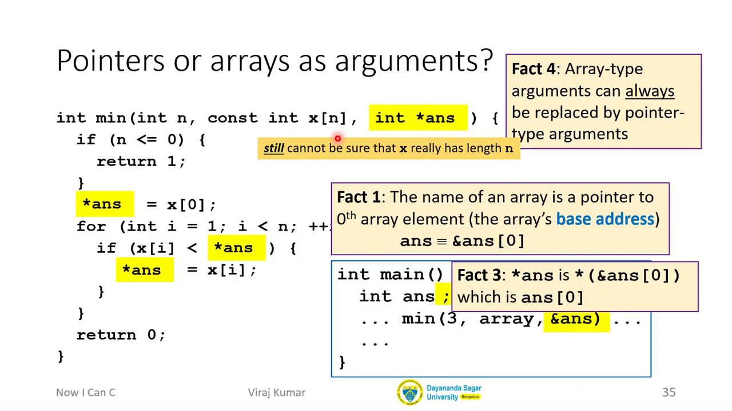So this still leaves the question, why are arrays being passed as base addresses? Why are they being passed as pointers? And this is the question we'll resolve in the next video.